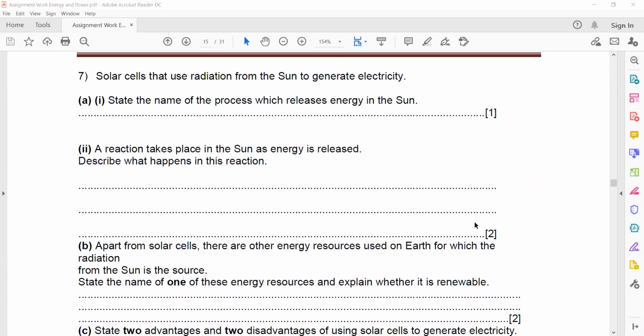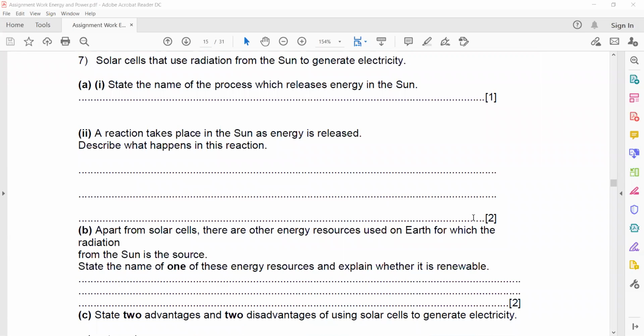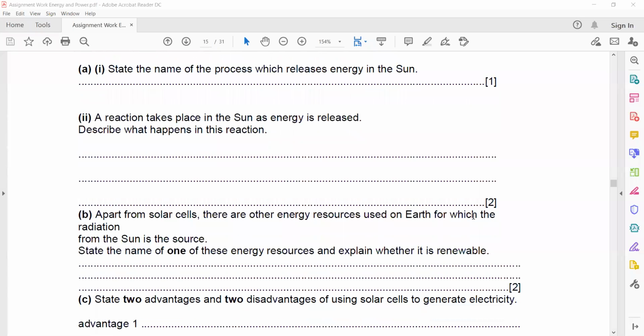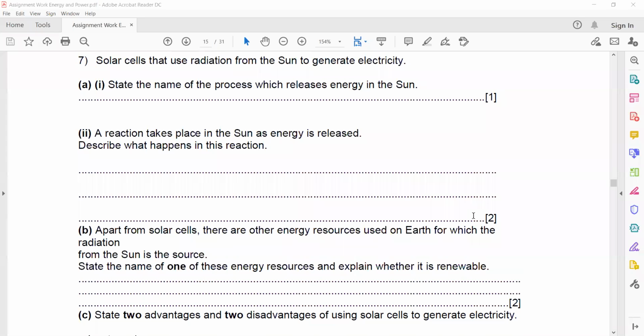Solar cells use radiation from the sun to generate electricity. State the name of the process which releases energy in the sun. How is energy released from the sun? Which process, nuclear fission or fusion? Fusion. Nuclear fusion reaction. And what happens in this nuclear fusion reaction?